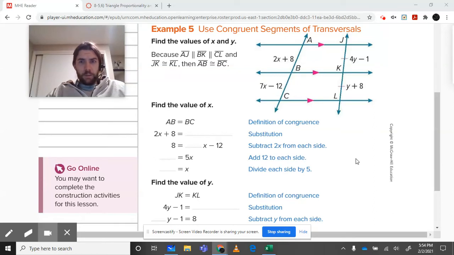Okay, in example 5, we're going to try to take these ideas and apply it to probably like the most complicated looking example. Only complicated looking because there's a series of variables in here, but we're going to do all the same things that we have before. So in this one, it says that because line AJ is parallel to BK and parallel to CL, and JK over here is congruent to KL, then AB must be congruent to BC.